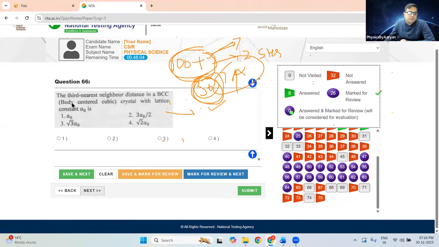Move on. Now you see solid state, crystallography, BCC, simple came. The third nearest neighbor of BCC. Simple. If you have studied crystallography, 1 question of solid state is done.